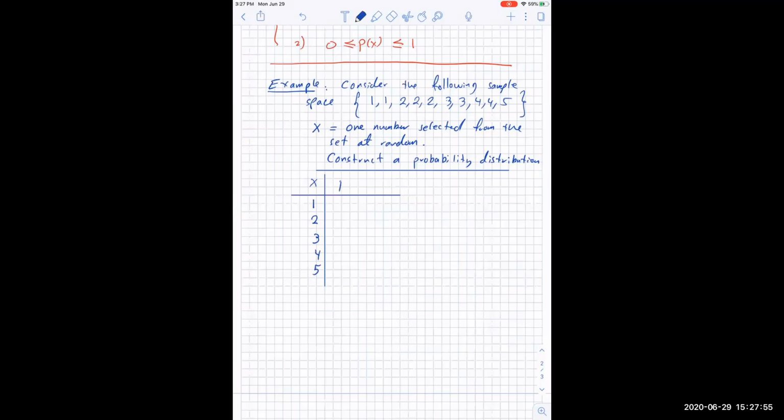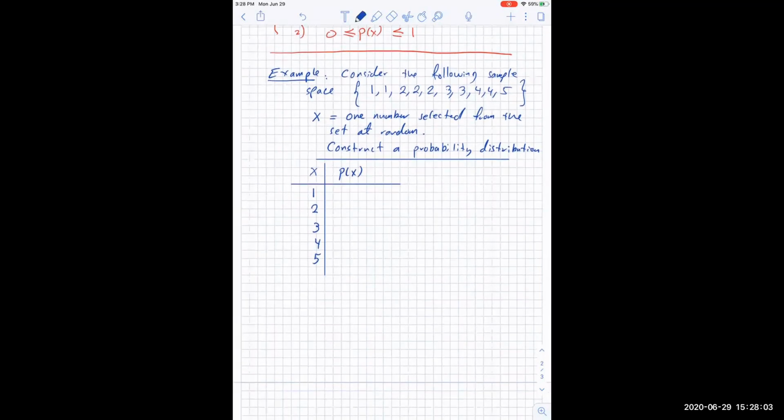Then we find the probability of each value. What is the probability of selecting one number and getting a 1? How many ones do we have in this set? We have 2 out of how many? 2, 4, 6, 8, 10. So 2 out of 10. That's the probability of selecting a 1, and that is 0.2.